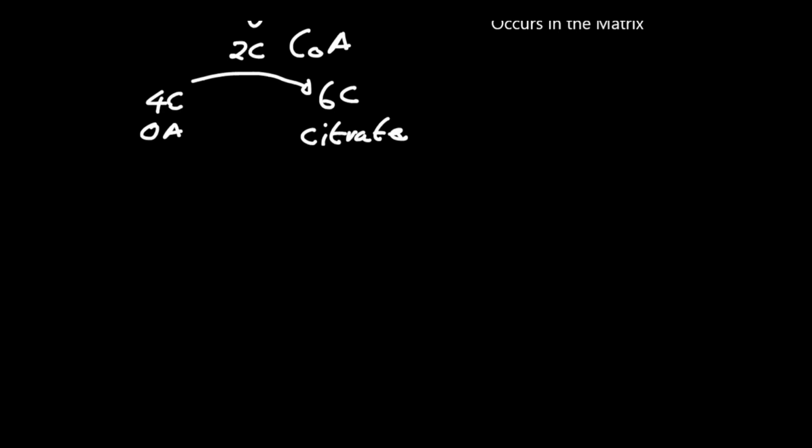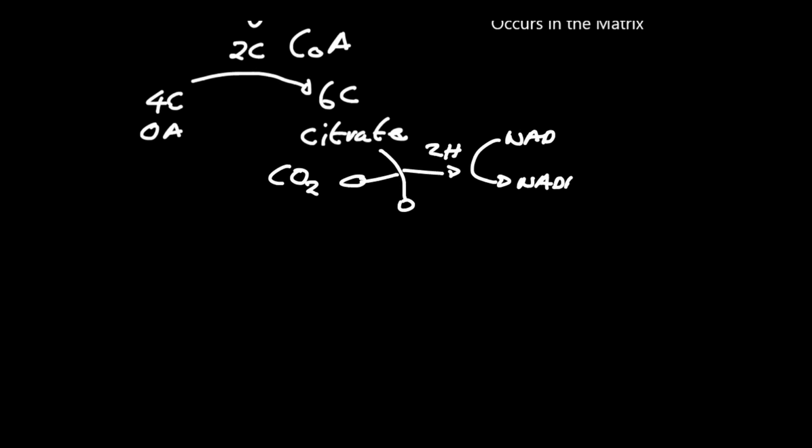Next step is that the citrate is decarboxylated, losing carbon dioxide. Remember, the oxygen here has absolutely nothing to do with the oxygen you breathe in. 2 hydrogens are picked up by an NAD, forming a reduced NAD or NADH. Now remember, the purpose of the NADH is that it's a carrier molecule and it carries the electrons to the inner mitochondrial membrane, because this process is all occurring within the matrix of the mitochondria.